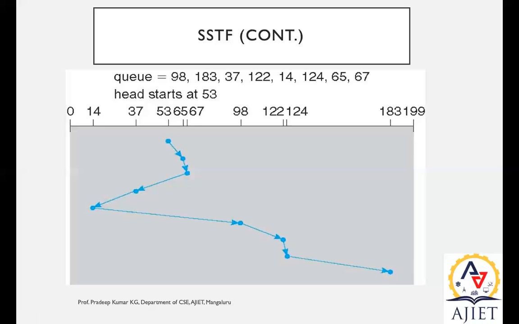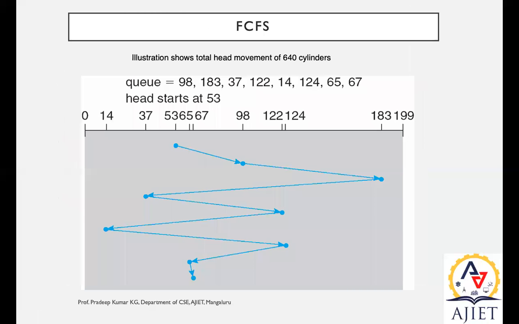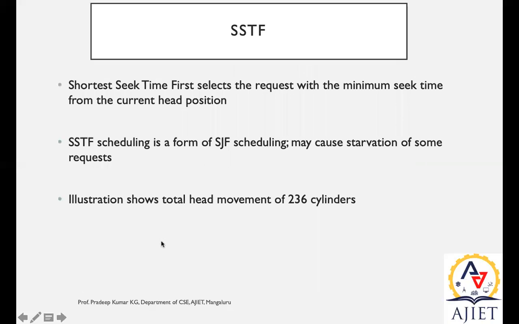So we have seen two scheduling algorithms. Going back once again, first come first serve: requests are served in the order they are available in the queue, from the starting position 53. From 53, the first one, 98, is served, then 183, then the third one, 37, and so on. This is first come first serve.